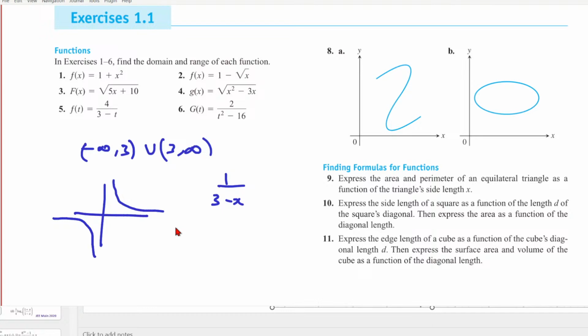So y will never be 0. That is the point I'm trying to say. Y will never be 0. Why is it? Okay. X can never be 3. Y can never be 0.